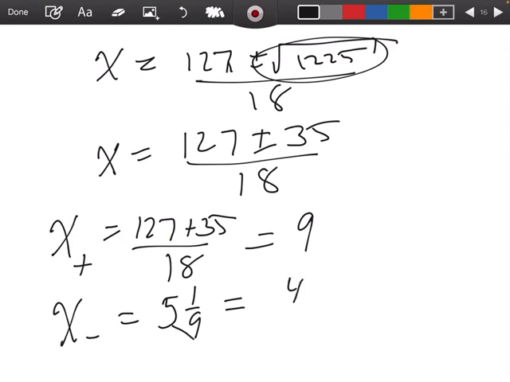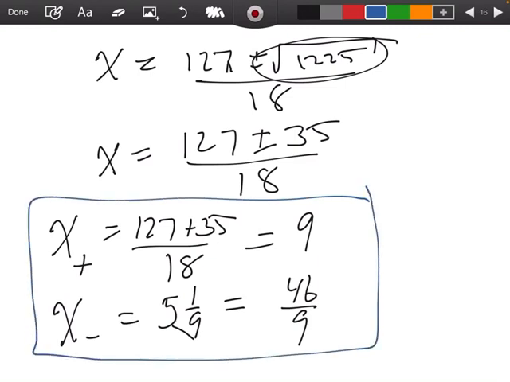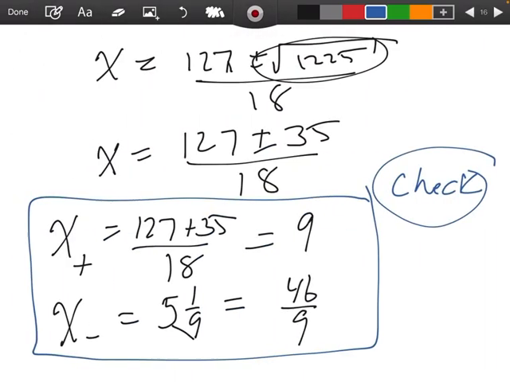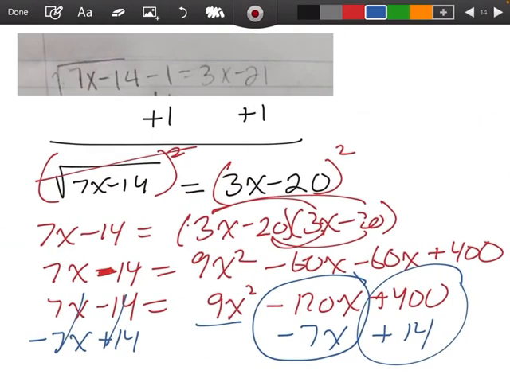46 over 9. Okay, and then at this point, guys, y'all still need to do the check. These are the two answers that I'm coming up with. And don't forget, you still need to check by coming back to the original problem right here and checking to see which one of those two answers is going to work, okay?